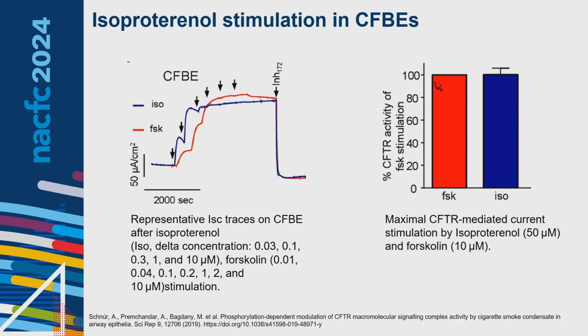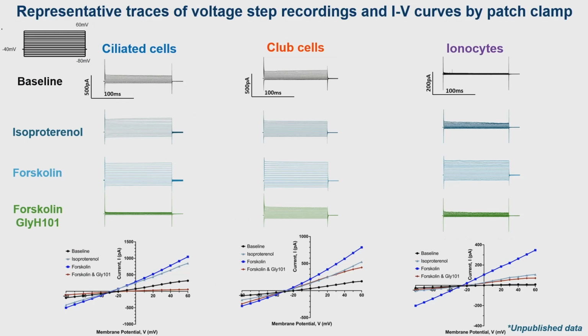And then, in addition, the isoproterenol maximum activity can be brought up to the forskolin activation. For the patch clamp studies, we used whole-cell patch clamping, and the cells were clamped at -40 millivolts, and a stepwise voltage clamping was carried out from -80 to 60 millivolts. In all 3 cell types, the ciliated cells, club cells, and the ionocytes, we see an isoproterenol activation, a forskolin activation, and that it is inhibited well by the GlyH101.